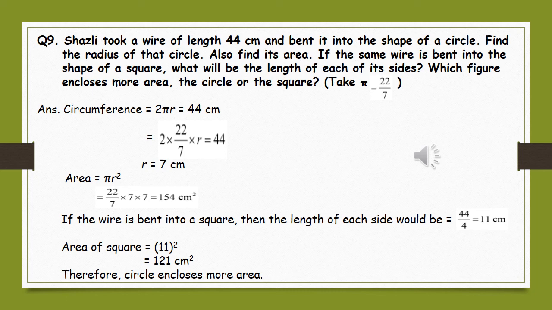And we know the area of the square is given by the formula side into side, or 11 into 11, we are getting 121 centimeter square. So if we compare the values of area of circle, that is 154 centimeter square, with the value of area of square, that is 121 centimeter square, we get that the circle encloses more area, as 154 is greater than 121.